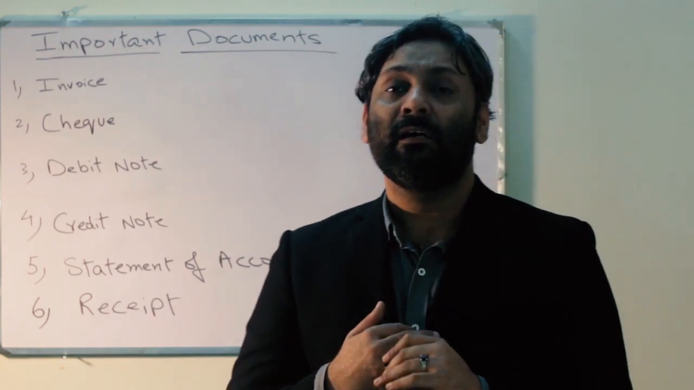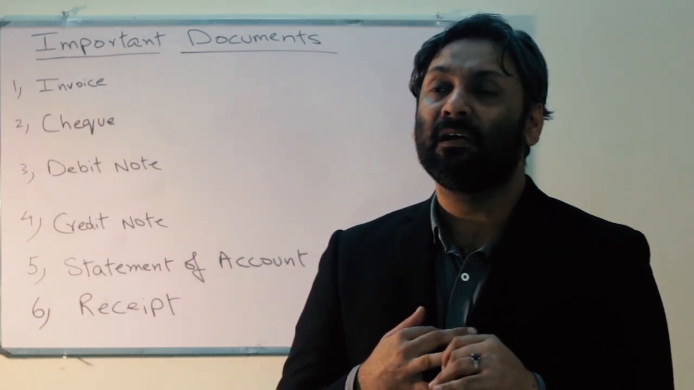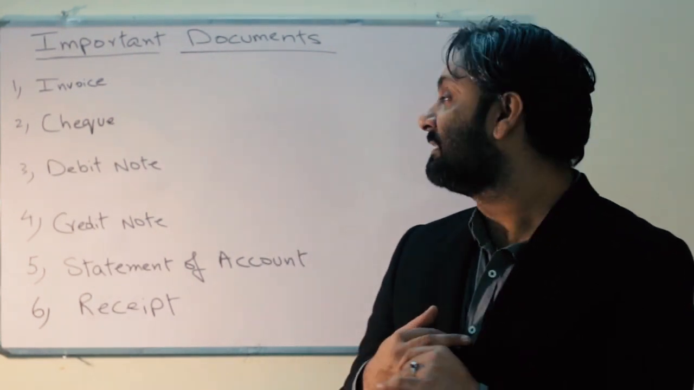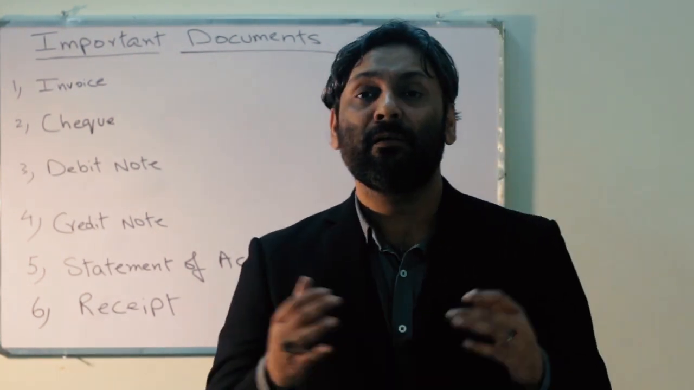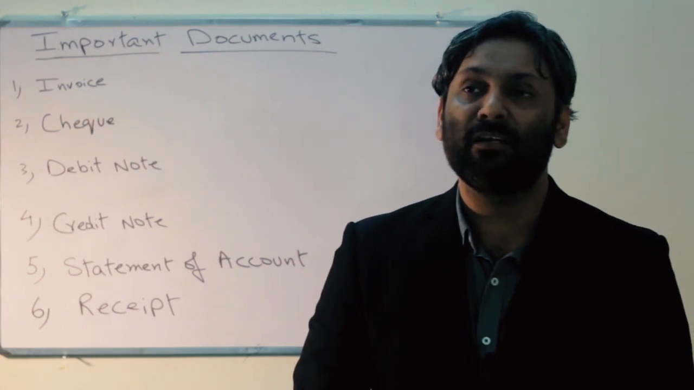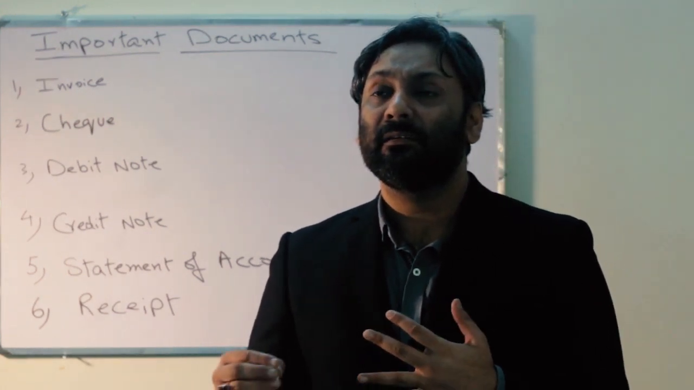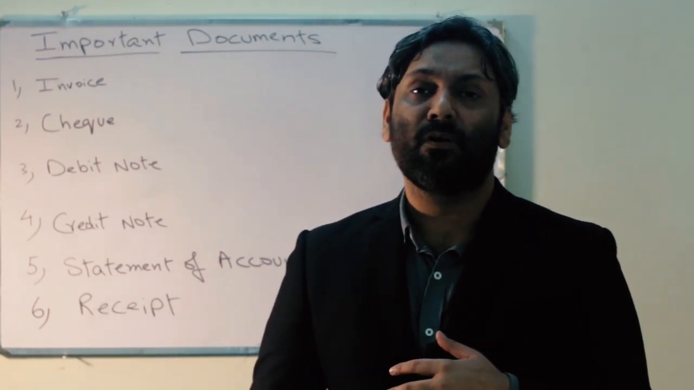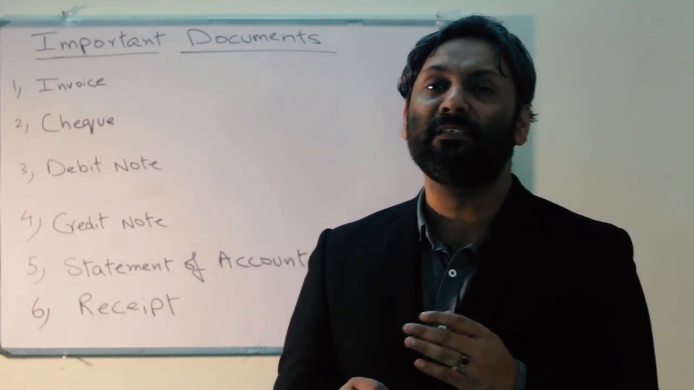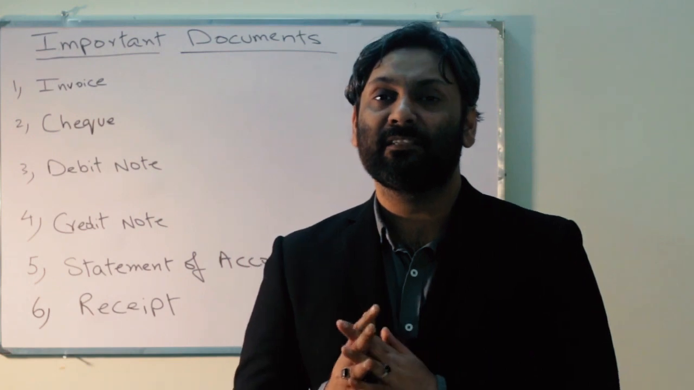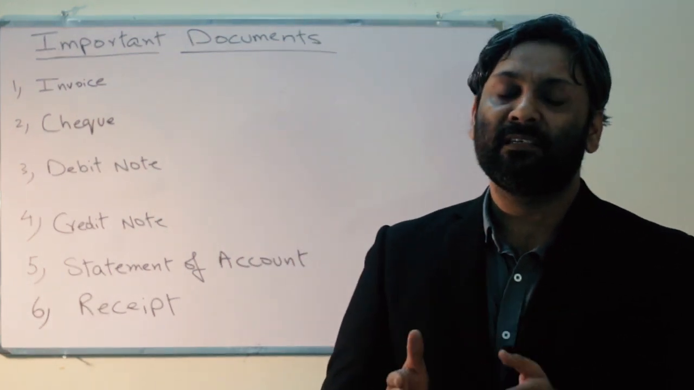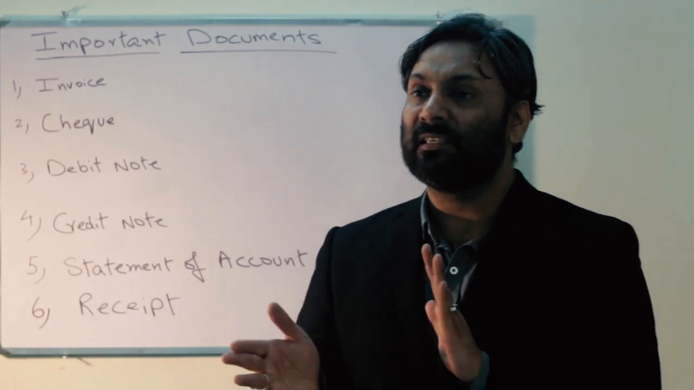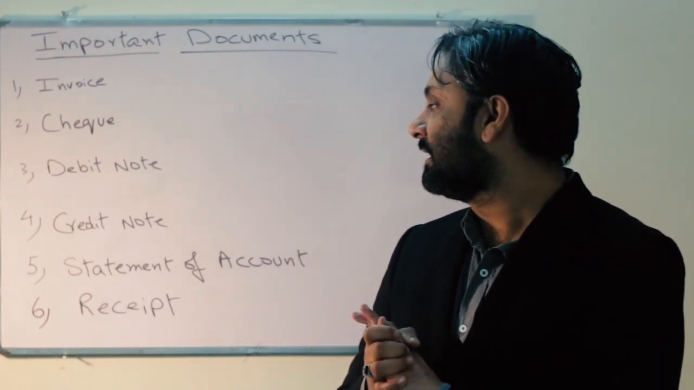Debit note: when we buy goods from our suppliers and sometimes the goods are faulty or the invoice is incorrect, in order to return the faulty goods or in order to request an adjustment in the invoice, we issue a document which is called a debit note. So a debit note is a document which is issued by the customer to the supplier requesting an adjustment in the invoice or requesting the return of goods because they are inappropriate.